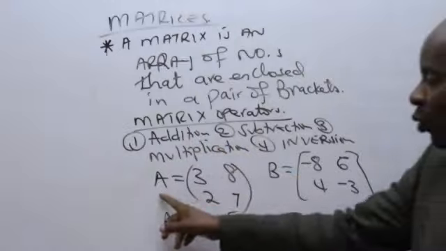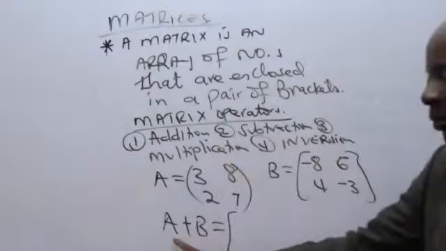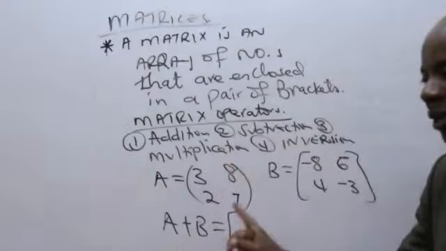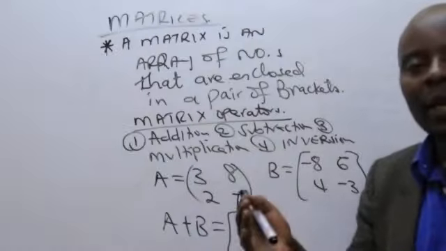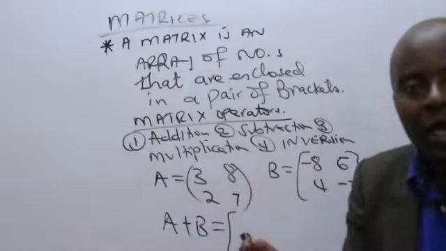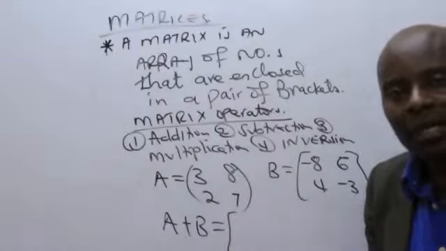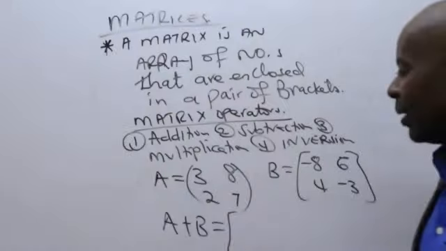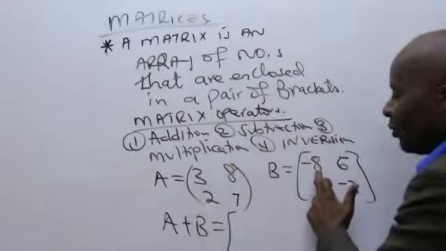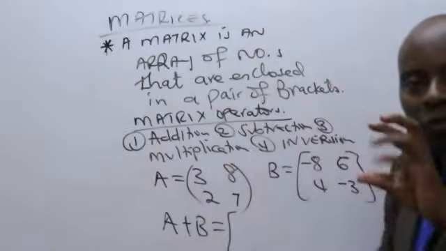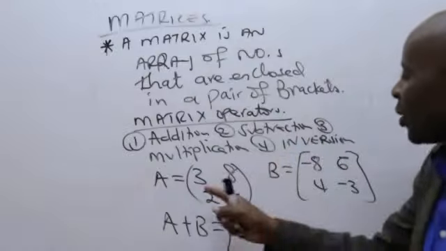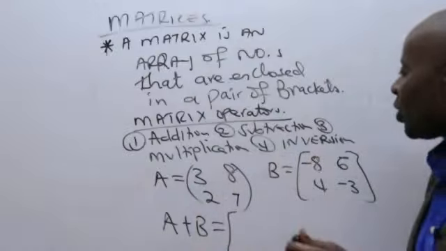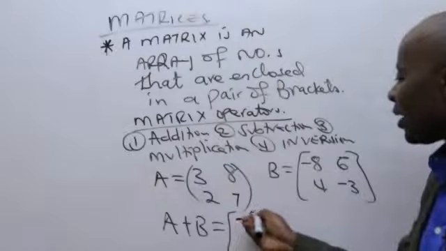We are given two matrices A and B, and then somebody tells us to go ahead and add them. So A plus B, remember for matrix addition, we normally add corresponding elements. Like now these 3 and negative 8. They are first elements of their respective matrices. The first elements, you combine them. So we have here 3 plus minus 8, that will give us minus 5.